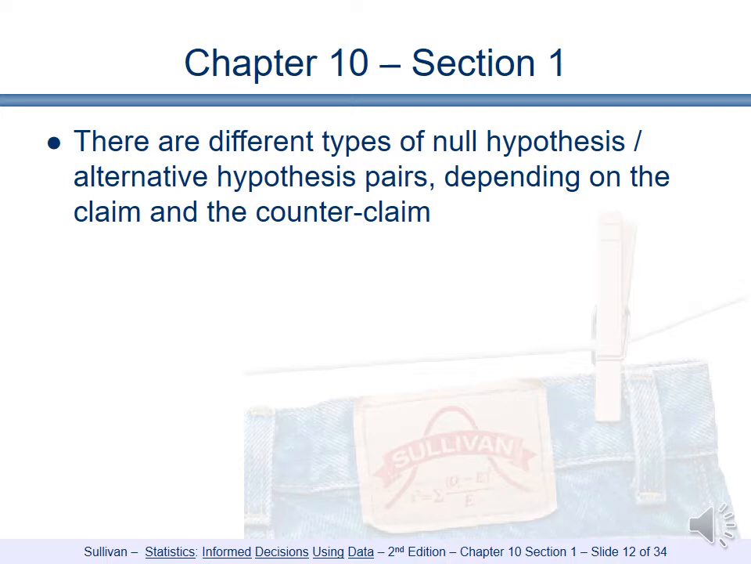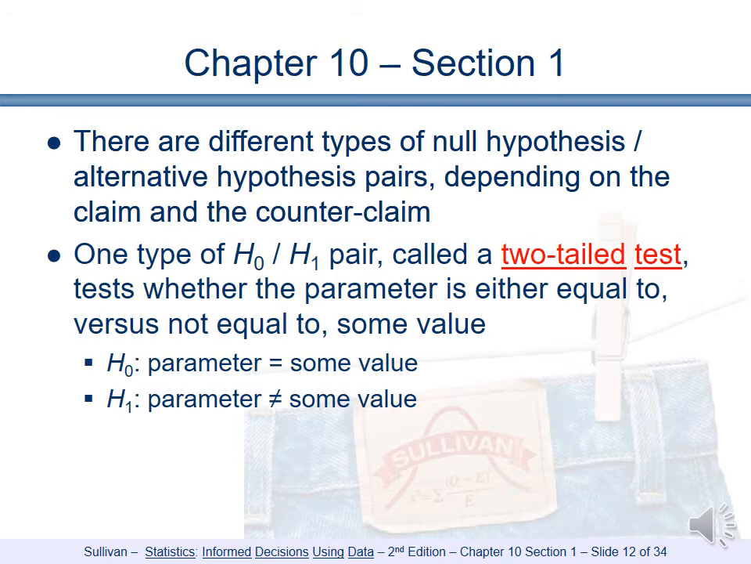There are different types of null hypothesis, alternative hypothesis pairs, depending on the claim and the counterclaim. Let's see how this works. One type of H sub 0, H sub 1 pair is called a two-tailed test. It tests whether a parameter is equal to something versus not equal to something. Notice H sub 0 is equal, H sub 1 is not equal. Hint: H sub 0 will always have equal in it.